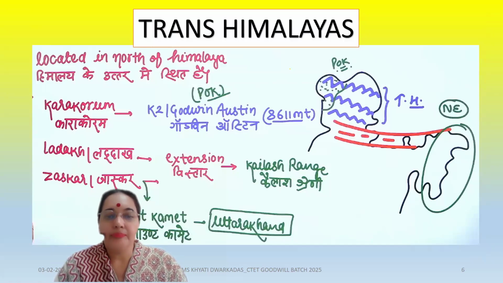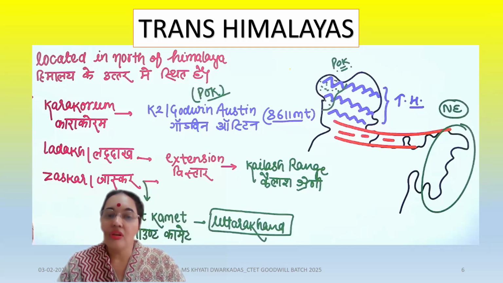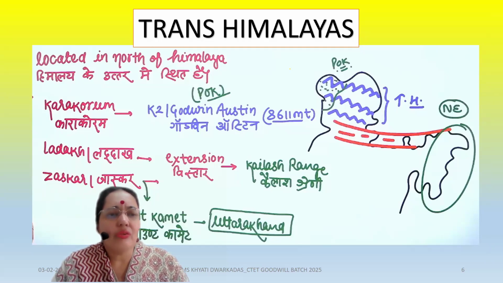Zaskar. The highest peak of the Karakoram range is K2 or Godwin Austen, which is found in Pakistan occupied Kashmir. You can see POK marked there, at 8611 meters. Then you can see the Ladakh range, which is an extension of the Kailash range. And finally, you have the Zaskar range, where the highest peak is Mount Kamet in Uttarakhand. Right? That's all you need to note here.